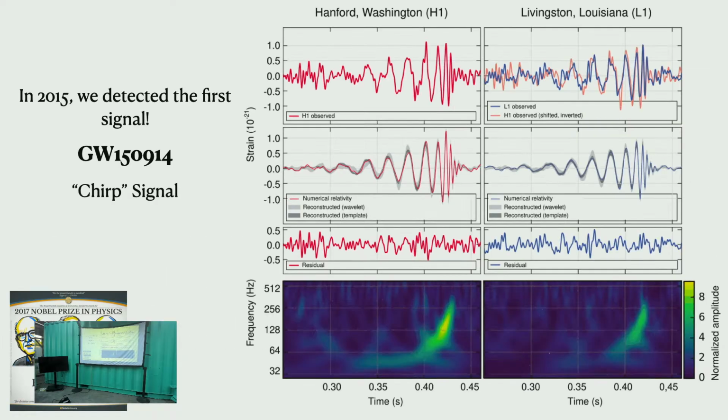In 2015, which is 100 years after the general theory of relativity was published, we detected the first signal, and the signal is known as GW150914.